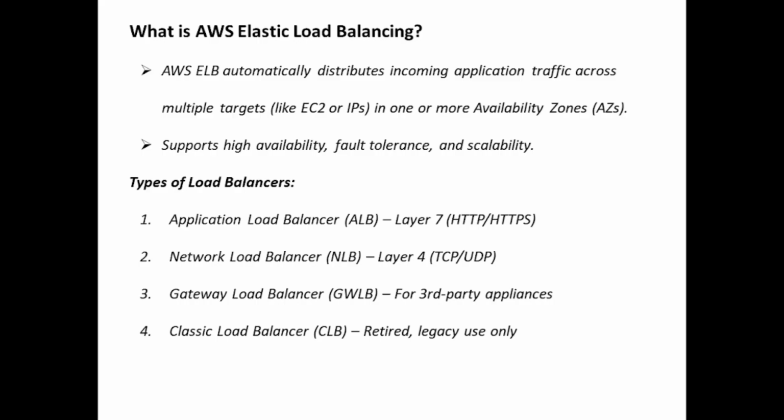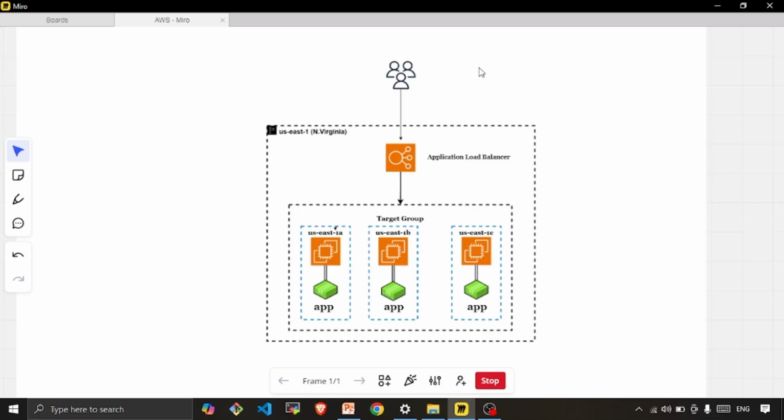Now I will explain this with a simple diagram. As you can see in the diagram, we have deployed an application load balancer in the US East 1 region. We have a target group for our load balancer. We have deployed our application in 3 EC2 instances. The EC2 instances are placed in each availability zone: US East 1A, US East 1B, US East 1C.